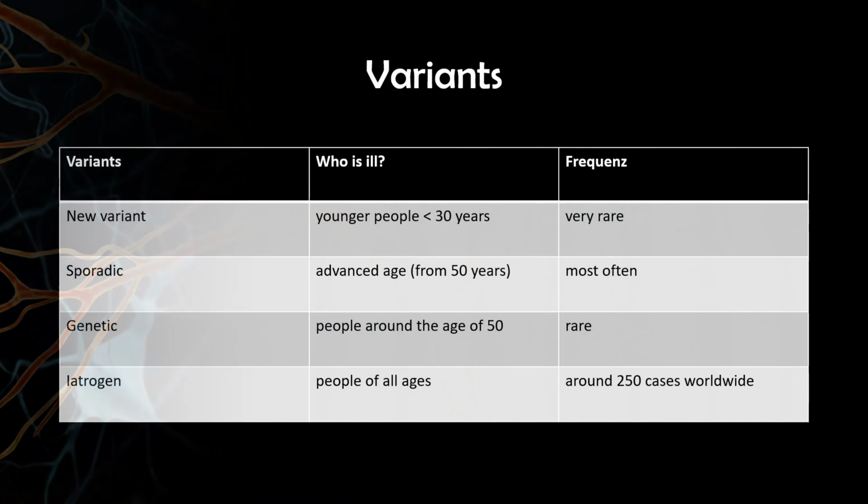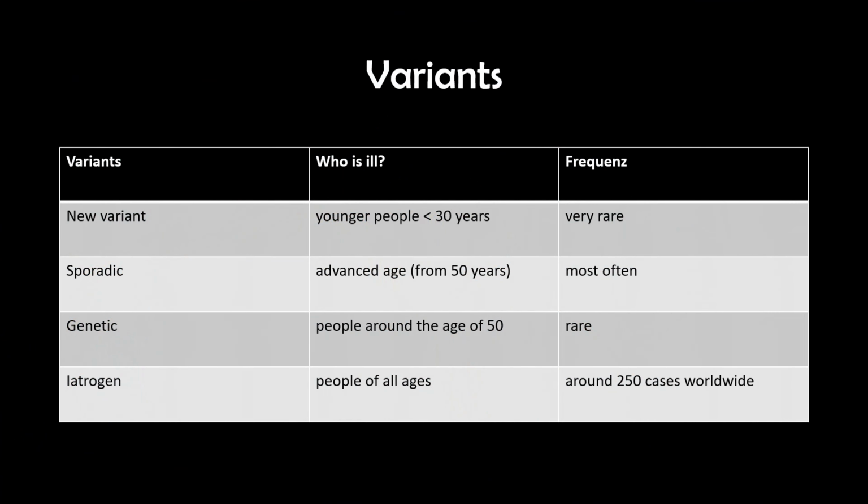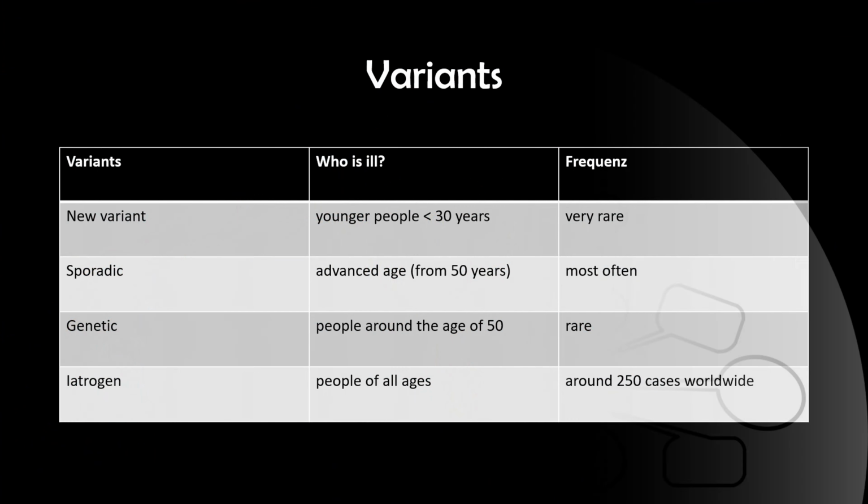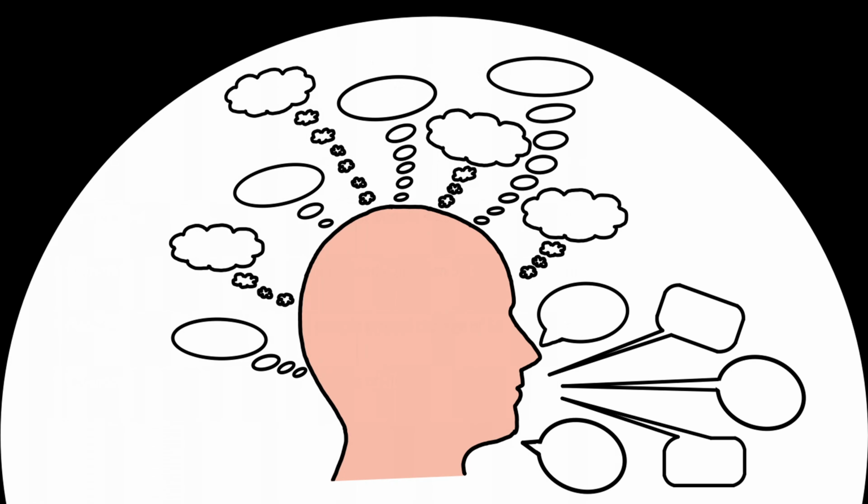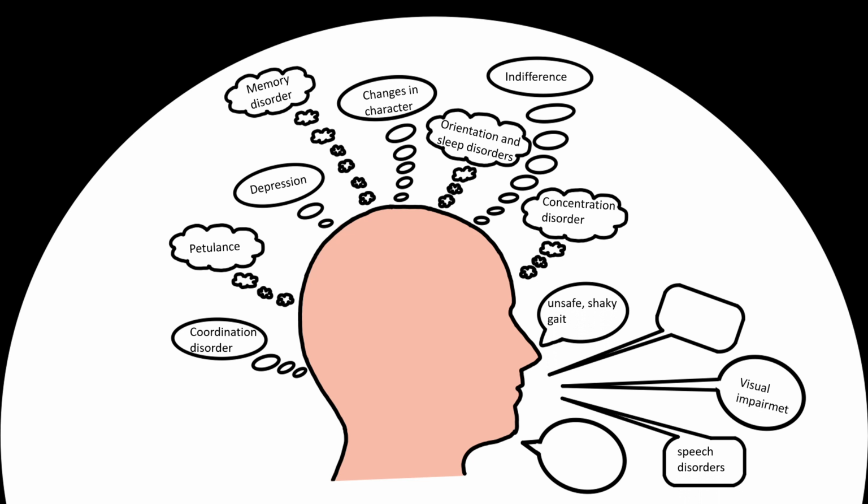The Creutzfeldt-Jakob disease consists of 4 different variants, but due to time limits we cannot go into detail. Nevertheless, we will give a short introduction to these variants. The symptoms of Creutzfeldt-Jakob get worse throughout the course of infection. It starts with changes in character, petulance, indifference, depression, concentration disorders, memory disorders, coordination disorders, and orientation and sleep disorders. Later on, unsafe shaky gait, speech disorders, visual impairments, and involuntary muscle twitches and muscle stiffness add up.